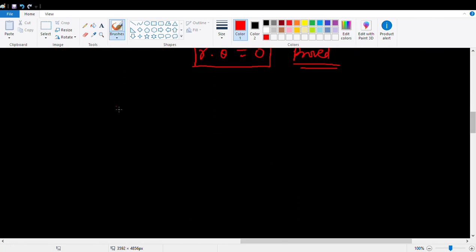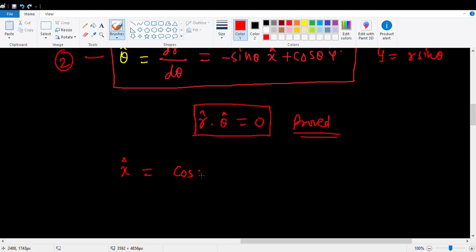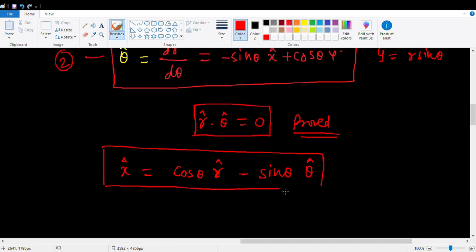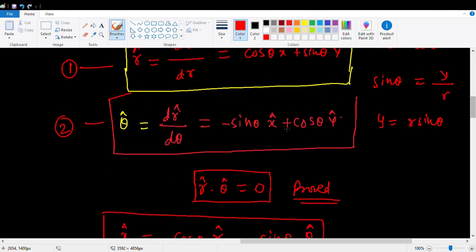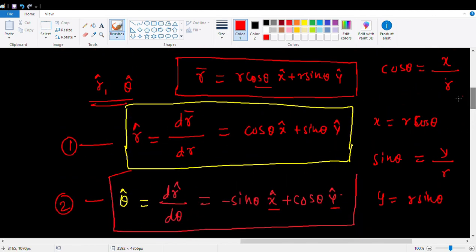So I can simply write it as, you can see the simple algebra, because this is kind of class 10 algebra: cos theta r hat minus sin theta theta hat is going to give you x hat. Now you can see that you have written this component, which is in the Cartesian system, everything in terms of what? In terms of simply r and theta. Now it has completely changed into the polar form.